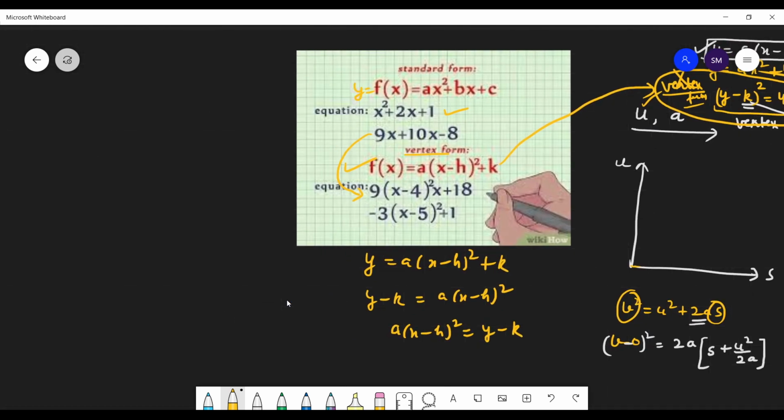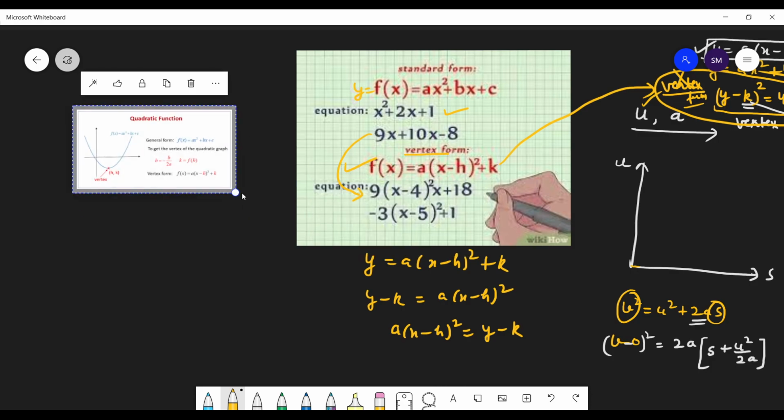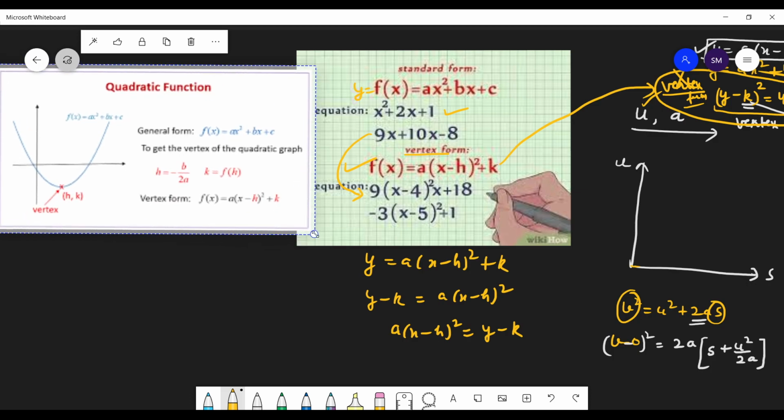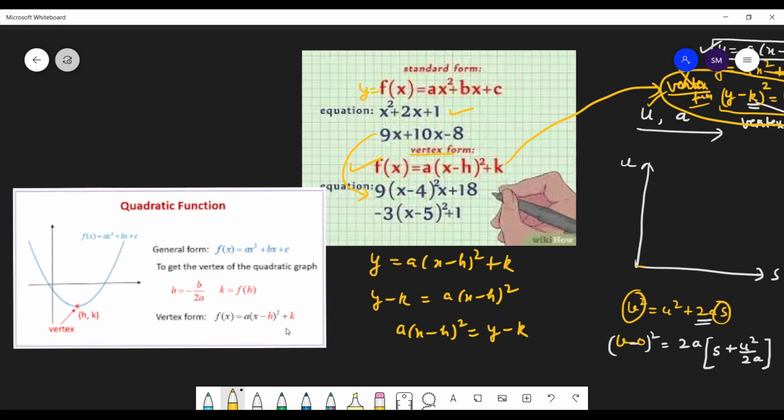So we can transform one form to another, okay? So see, now that's the meaning of your vertex form. If this is my h and k, then this h and k are your vertex.